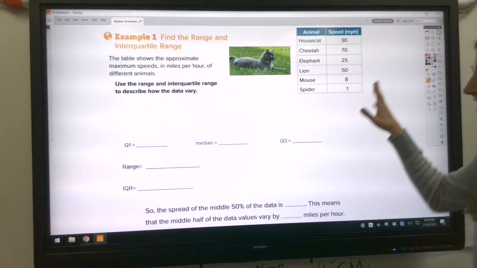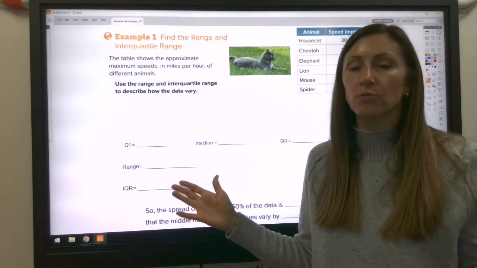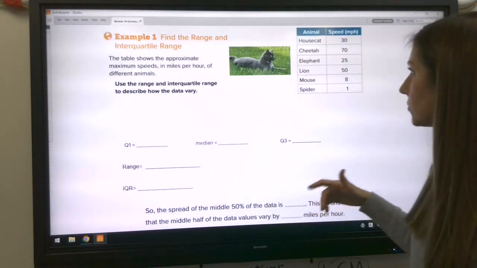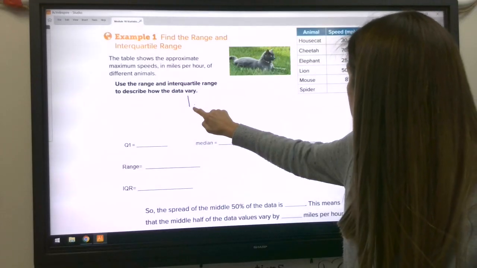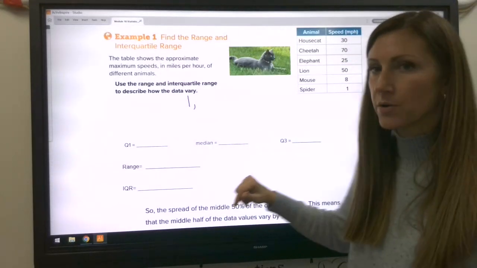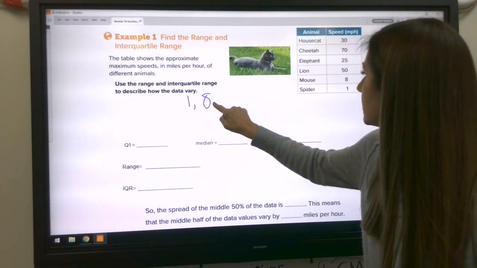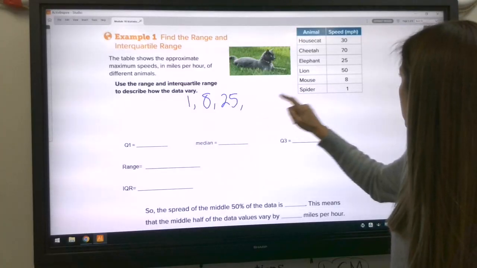We are going to take this data, and because we are working with quartiles and range, we always need to write out our data and put them in number order. So let's go ahead and put these in number order. Let's see if we can do it. So 1 for sure. Spider is the slowest, thank goodness, so I can run away. We have our 8. We have our, looks like what, 25.